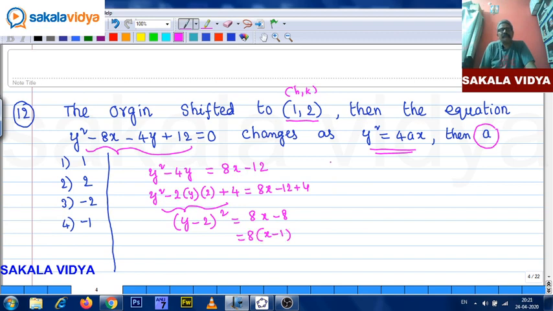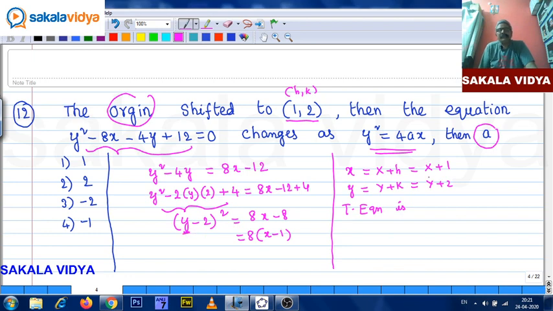Now when the origin is shifted to this point, small x becomes capital X plus h, that means capital X plus 1, and small y becomes capital Y plus k, where k is equal to 2, so capital Y plus 2. So now the transformed equation, in the place of y write y plus 2, in the place of x write x plus 1. We get y plus 2 minus 2 whole square equals 8 times X plus 1 minus 1. This gets cancelled. We have Y square is equal to 8X.